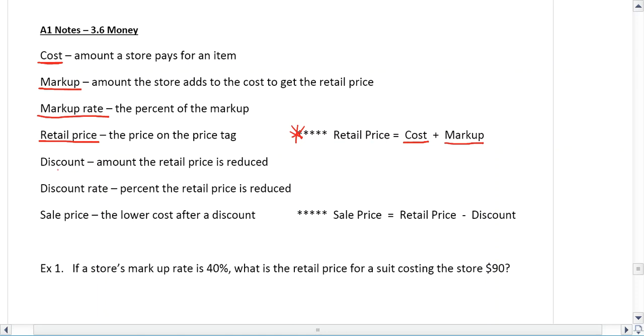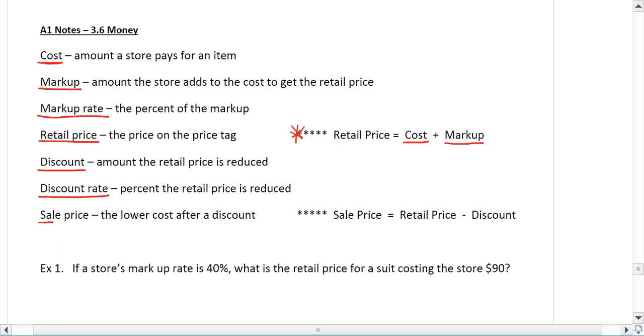So sometimes they sell things at full retail, and sometimes they need to mark them down. This is called a discount. The discount is how much the retail price is reduced. The discount rate is the percent that the retail price is reduced. And these are signs we love to see. We walk in and the item we want to buy is 25% off. That is the discount rate.